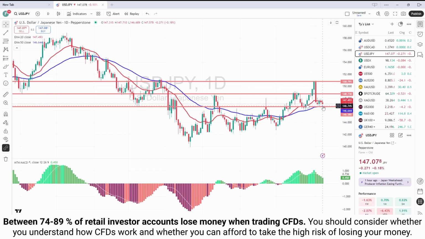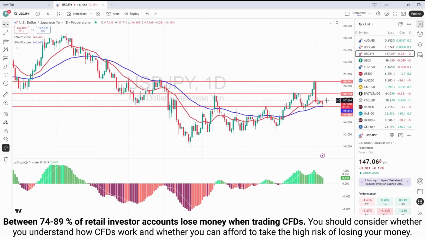If it does break down lower than the 146.80, at that point we'd be looking at lows at around that 143.50 again. So not the ideal trade, given that momentum is actually shifting to the upside. We're looking at higher low sequences on the bigger time frame.